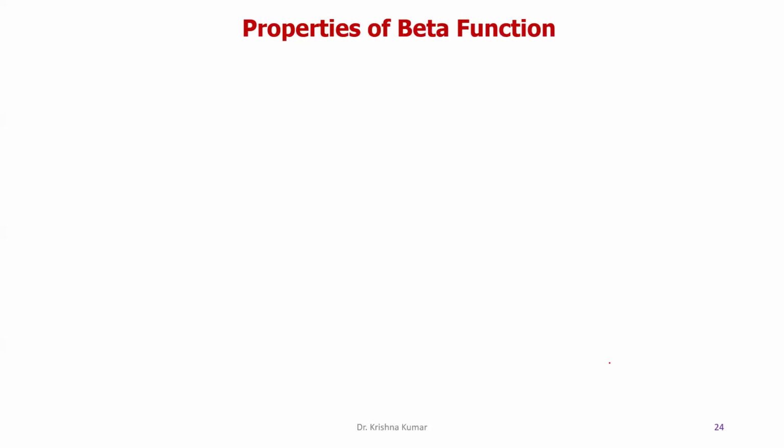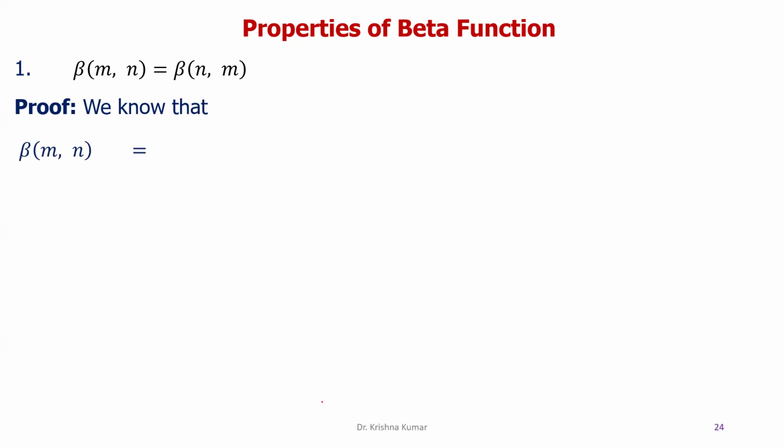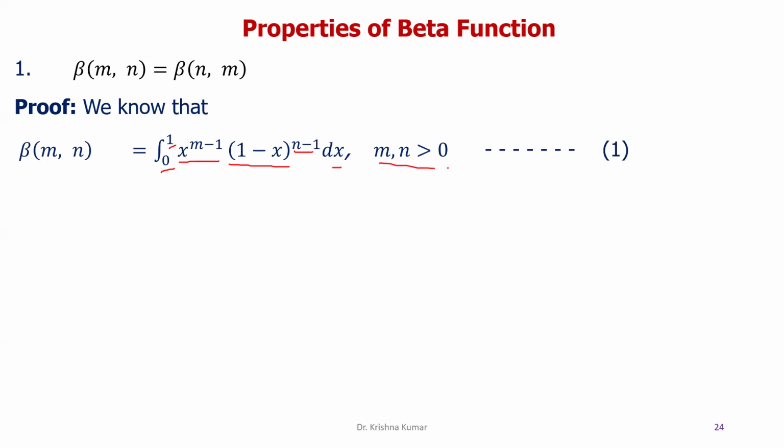Properties of the beta function. The first property is beta of m, n is equal to beta of n, m. So this is called the symmetric property of the beta function. Let us try to prove it. We know that beta of m, n is equal to the integration of x to the power m minus 1 in bracket 1 minus x whole to the power n minus 1 under the limit 0 to 1 with respect to x, where m and n are positive numbers.